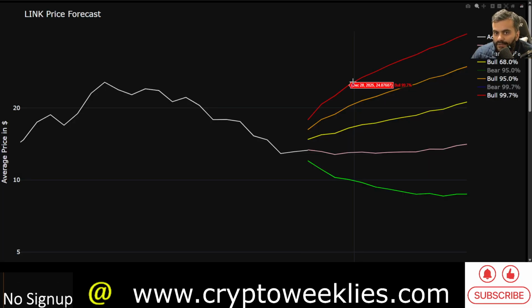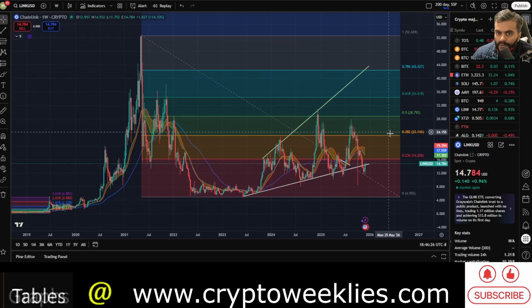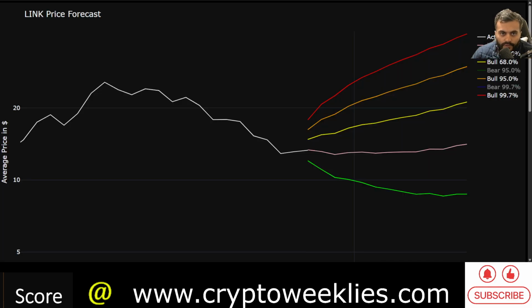The 3 standard deviation blow off top scenario is at around $25 towards the end of December. So it would take a lot of bullishness to get Link beyond the $25 level per these models. The higher end is at around the 0.5 Fib level at around $28. This is the machine learning side of things.